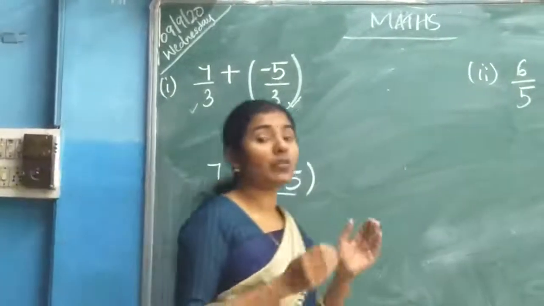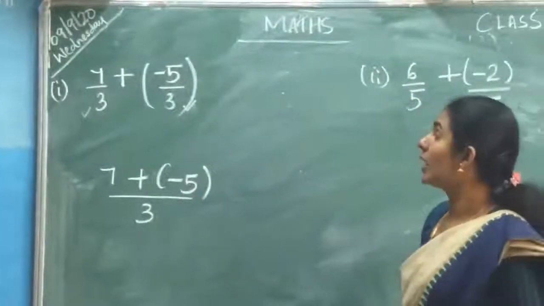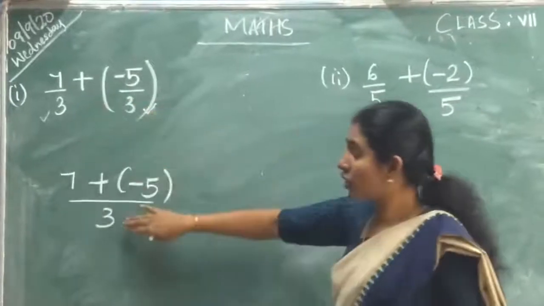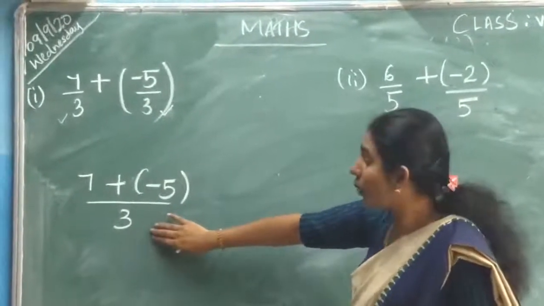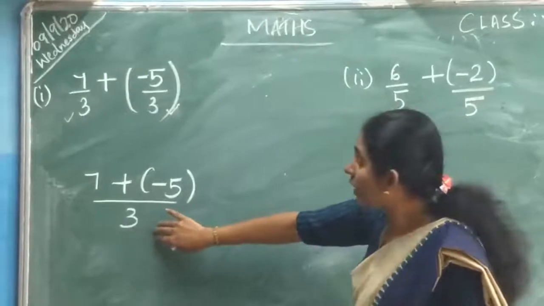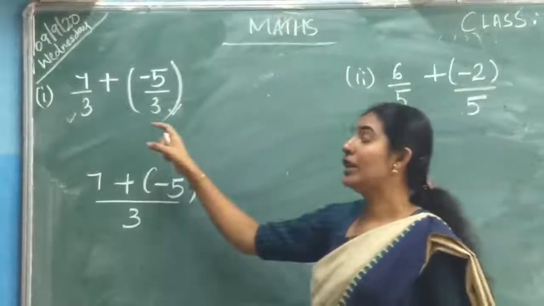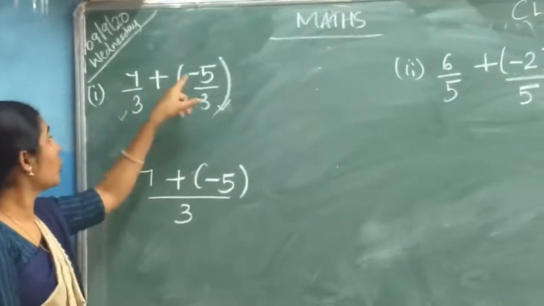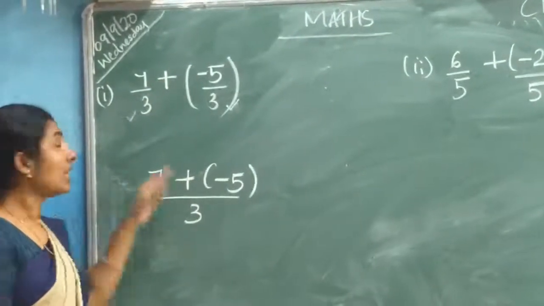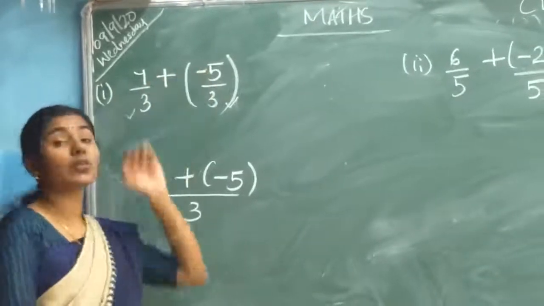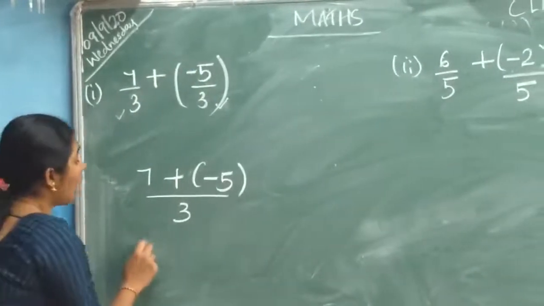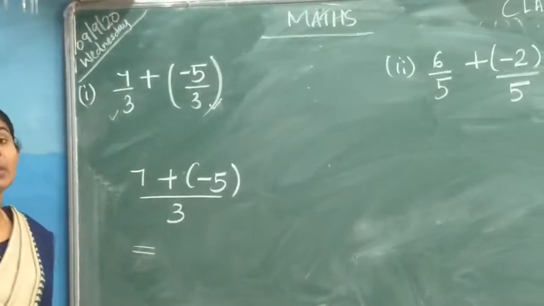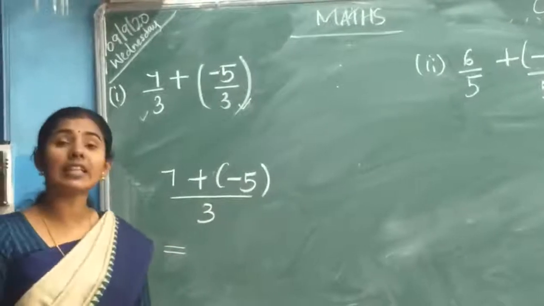So now, when you are given two rational numbers, how do you add them? See the denominators. If the denominators are the same, what should you do? Take the denominator common. The denominator is 3. And how will you get the numerator? By adding these two numerators. So what is that? 7 plus minus 5. Now how do we add the numerators? 7 is a positive number and minus 5 is a negative number.